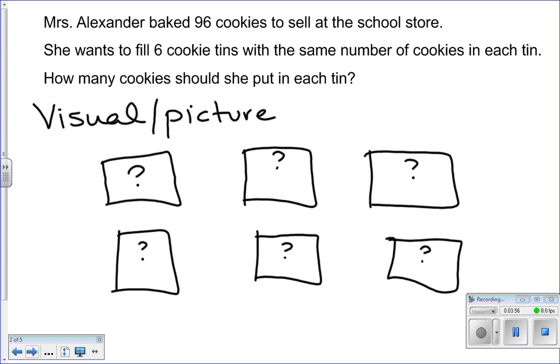I might add for my visual, maybe somewhere up here, I'm just going to put 96 total for myself, so I kind of have that. Or maybe I can draw a cookie or something. So 96 total cookies to remind myself of the story. Okay, nice and simple. I like it. All right, step 3.